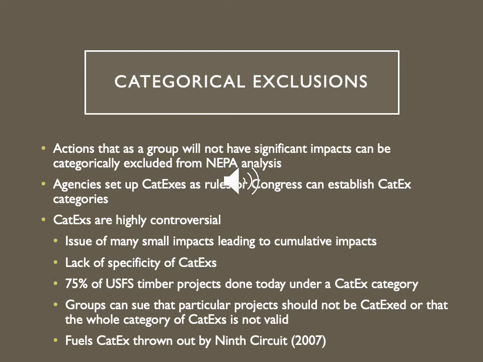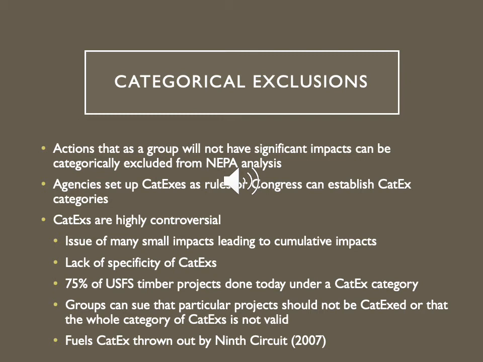Or there's also this category of actions called categorical exclusions. And these are groups of actions that we know are not going to have a significant impact on the environment, and so they're just excluded from NEPA analysis. Agencies can set up categorical exclusion categories. They have to do it through rulemaking, or Congress can establish CATEX categories.